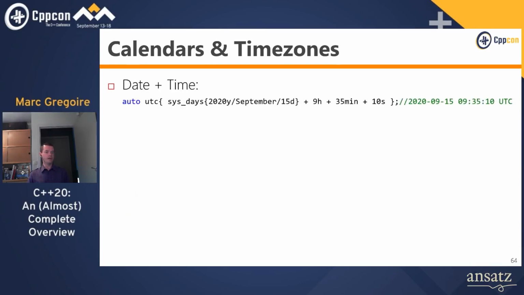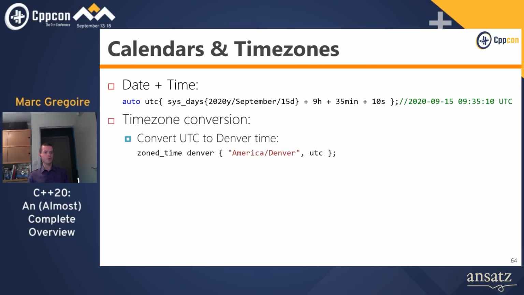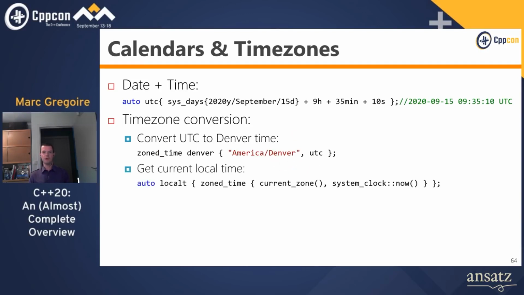Of course, you can combine date and time. So here I'm constructing a date, 15th of September 2020 and 9 o'clock in the morning. Doing it like this is actually a UTC time. Once I have this, I can convert this to any time zone in the world. So with this syntax, I'm converting my UTC time to the Denver time zone. I can also ask what is my current zone, and I can ask the system the current time of the system clock and then create a zoned time. And finally, if I want to output any of these times, you can just use the insertion operator like this.